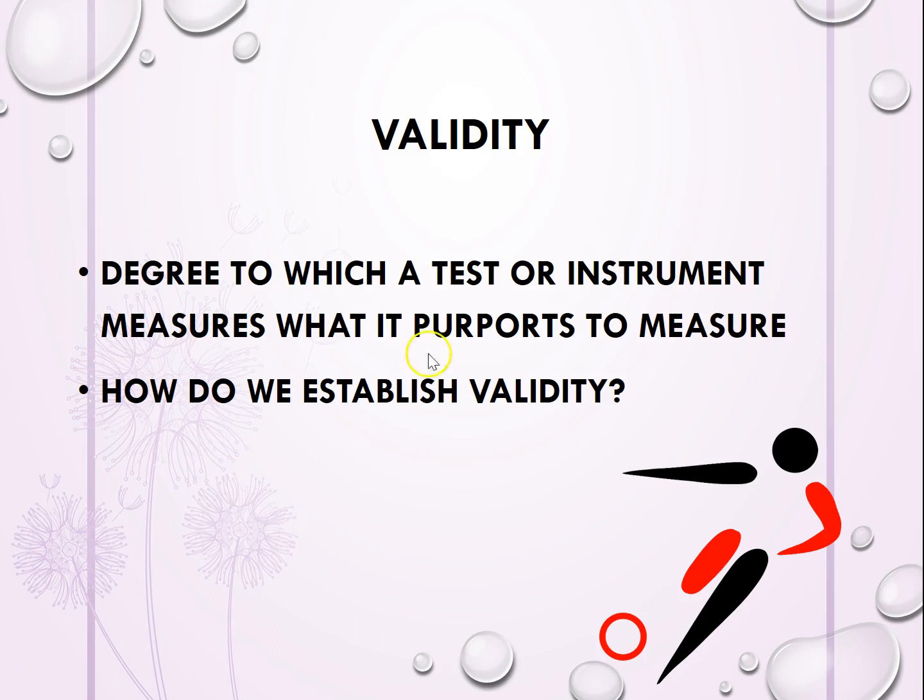There are different purposes for using certain measures. Therefore, there are different kinds of validity. They are logic, content, criterion, and construct.